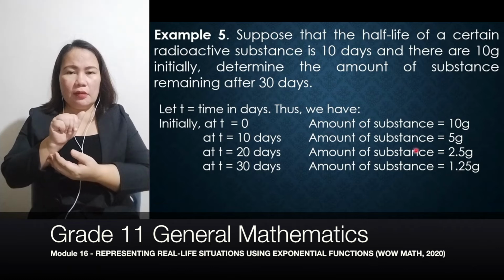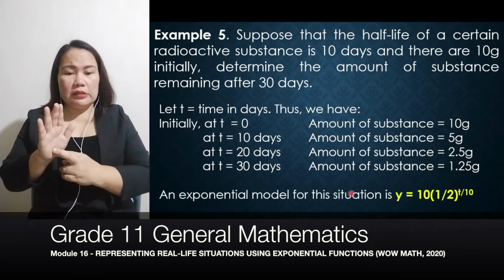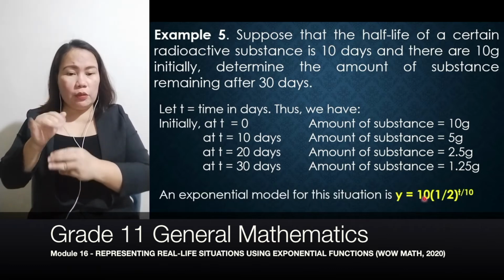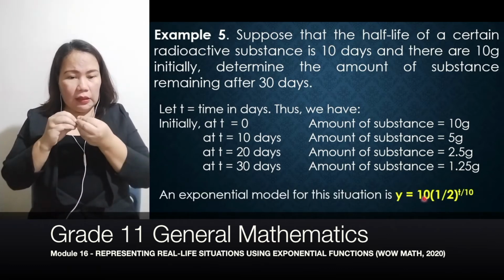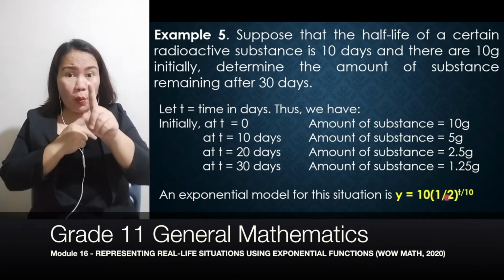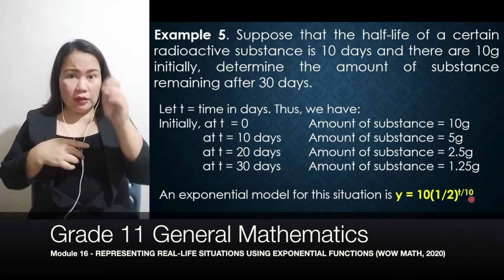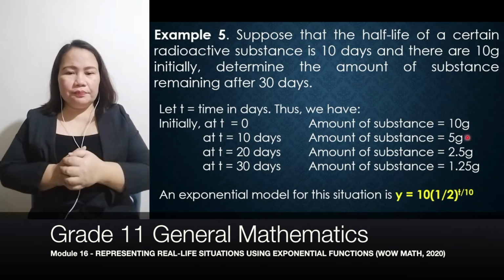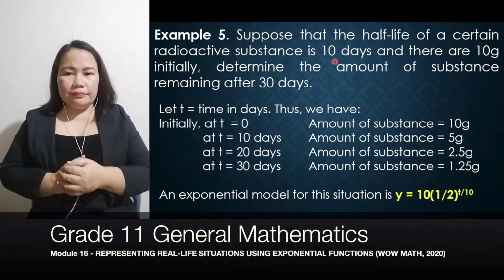So in this situation, we can represent using an exponential model by y is equal to 10. Again, 10, that is the initial amount or initial number, times 1 half, 1 half because of half-life, raised to t over 10. And 10 is the unit of time. That is the 10 days, no, from the given.